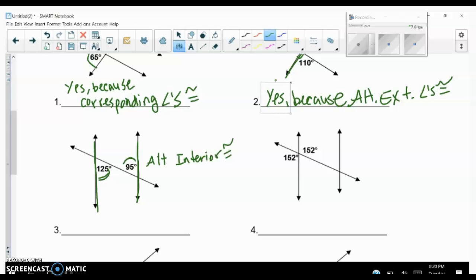Now, if our lines are parallel to each other, these alternate interior angles should be congruent. And since they're not, we know that the lines aren't parallel.